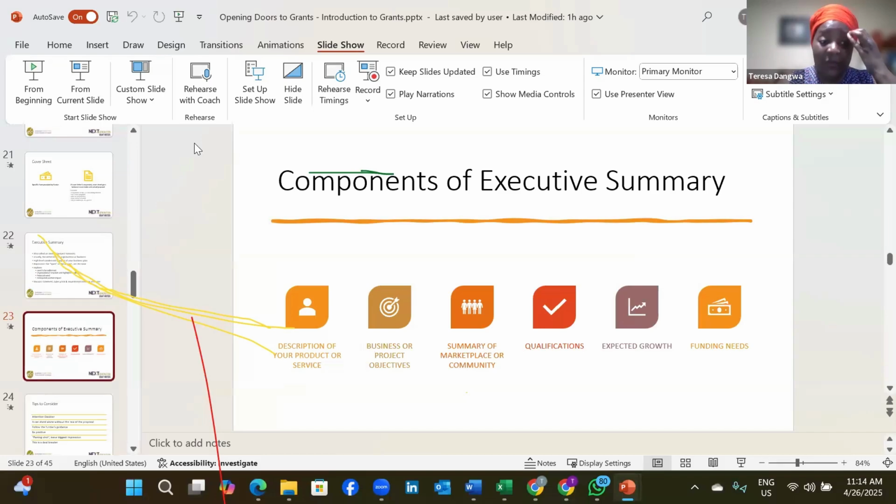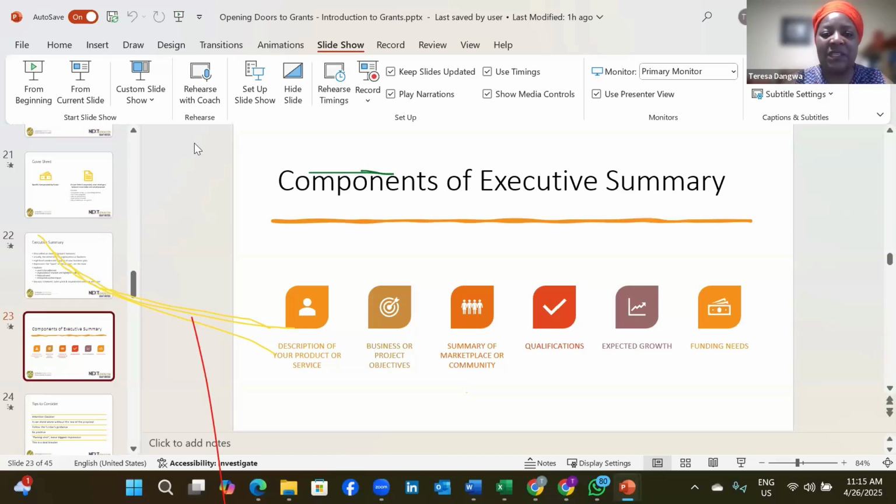So components. Now, writing an executive summary is a science. It really does require more thinking, because it's going to be one of the first documents that they look at, and for some reviewers, that executive summary will determine whether or not they actually go through your whole proposal. So that's how important it is.